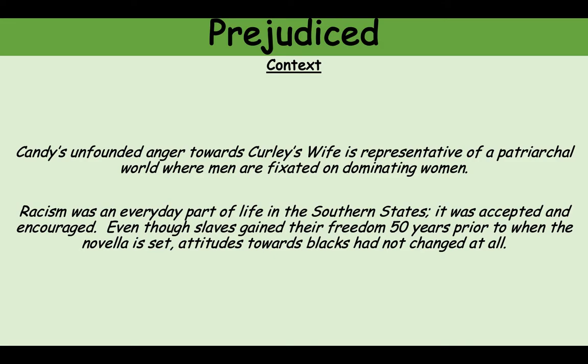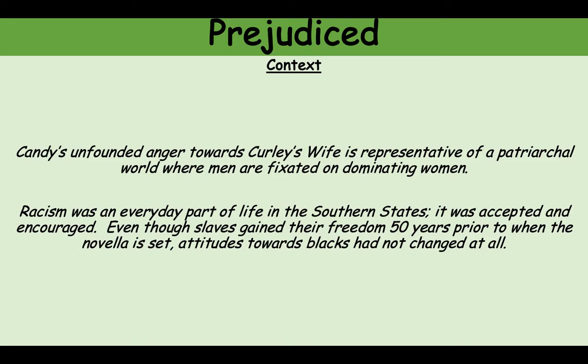So you might link Candy's unfounded anger towards Curly's wife as a representative of a patriarchal world where men are fixated on dominating women. What is he really upset about? He's upset about the fact that she's outside of the house where she belongs, and I obviously say that in quotation marks. He's upset that she's wearing makeup. He's upset that she's speaking to men. These are all things that suggest that he doesn't like the fact that this woman doesn't seem under control.